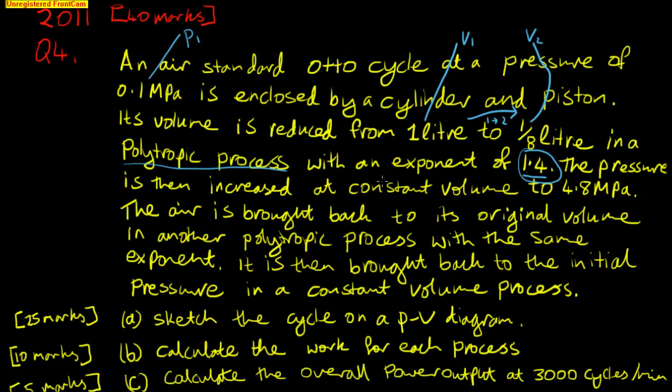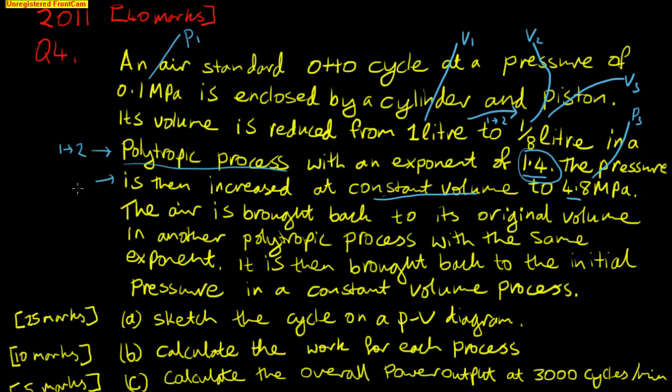Okay, so that's process 1 to 2. The pressure is then increased at constant volume to 4.8 megapascals. So this is then pressure 3. Constant volume, hence volume 3 is also 1/8 of a litre.